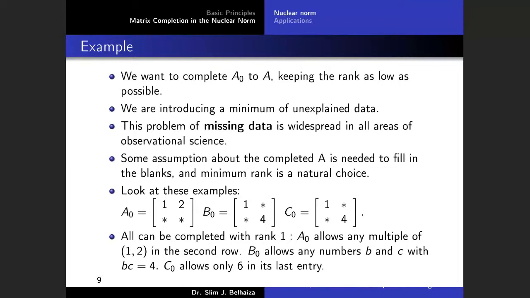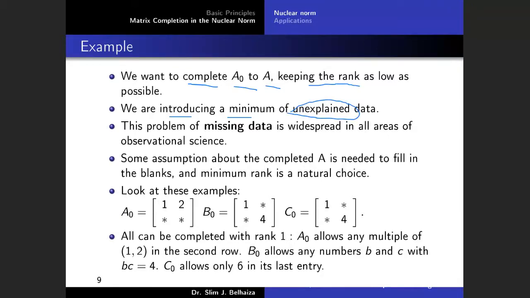So what we want is to complete A0 to A, keeping the rank as low as possible. This is our mission now. You got it, guys? You have an incomplete matrix of data, and you want to complete it to obtain the lowest rank possible. So we are introducing what? A minimum of unexplained data.